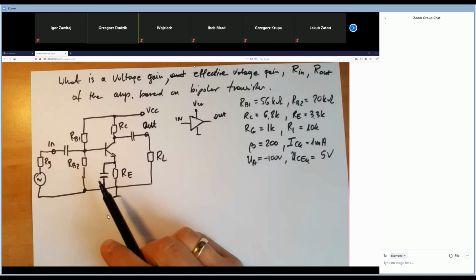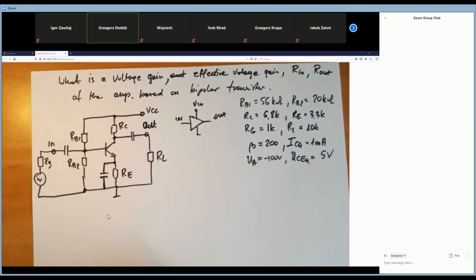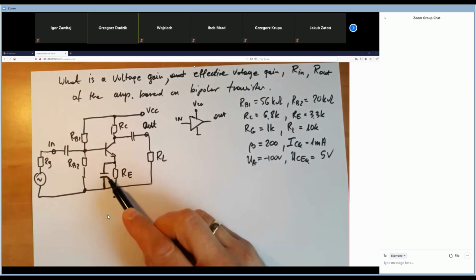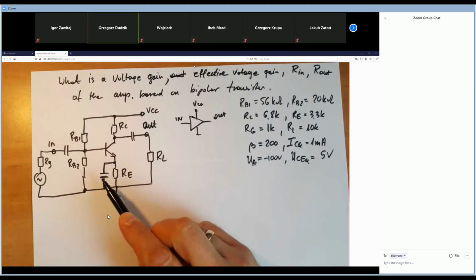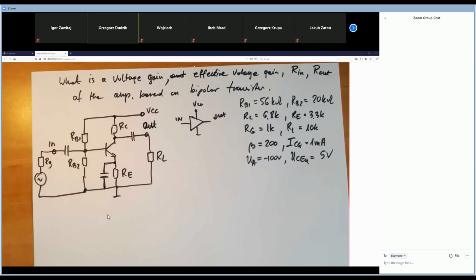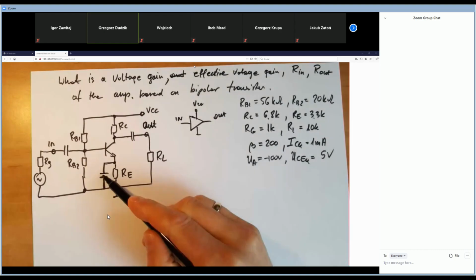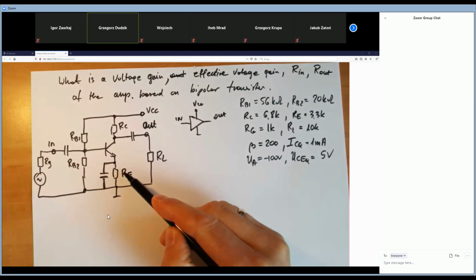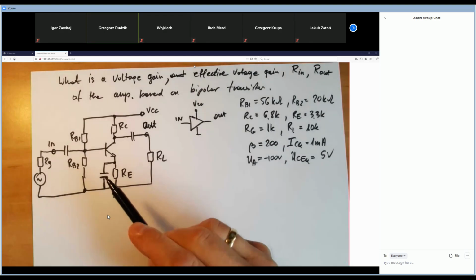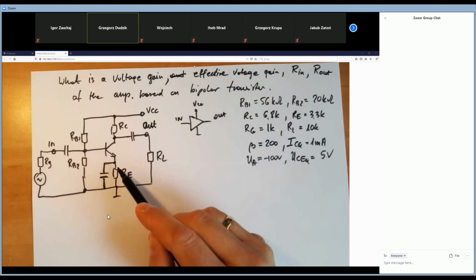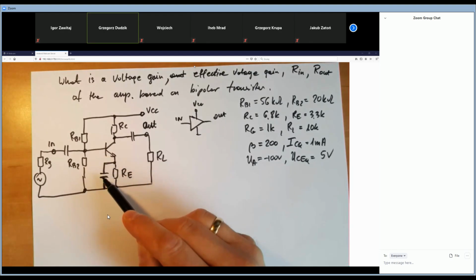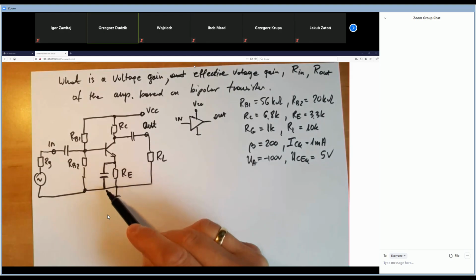So for typical frequencies, like the audio ones, this capacitor has a very, very low impedance. So we can say that for the AC analysis, the signal analysis, this capacitor is like a short circuit for the RE. It means that the AC signal doesn't see the RE resistance, because it is short circuited by this capacitor to ground.